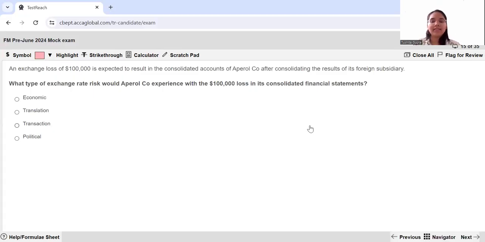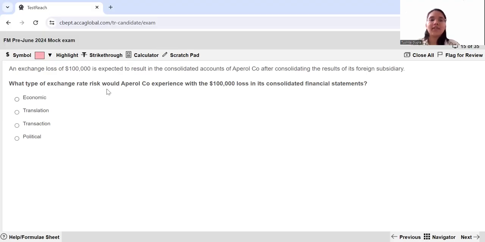Moving ahead to the last statement, the last question for your section A. An exchange loss of $100,000 is expected to result in the consolidated accounts of Aperol Company after consolidating the results of its foreign subsidiary. So basically, Aperol Company has a foreign subsidiary. To combine all of the results together, to consolidate all of their accounts, they have translated the figures of that foreign subsidiary to their domestic currency, and this has led to an exchange loss of $100,000.